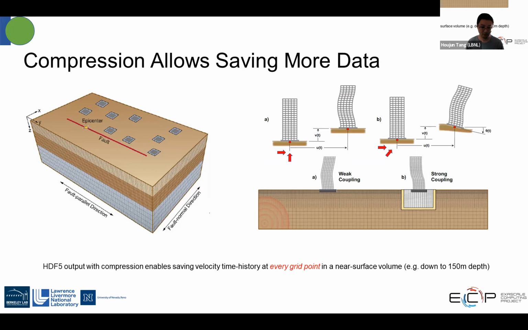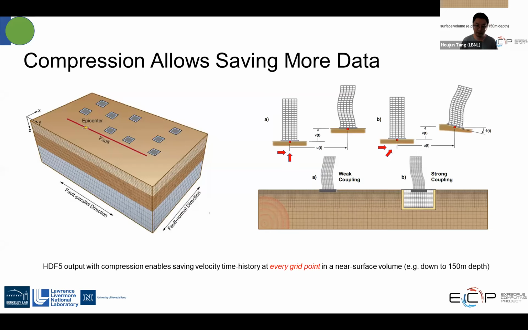And with compression, specifically with lossy compression, we were able to significantly reduce the data size, allowing us to save the data from the entire domain or every grid point, either on the surface or down to a certain depth, for example 150 meters, for data analysis.